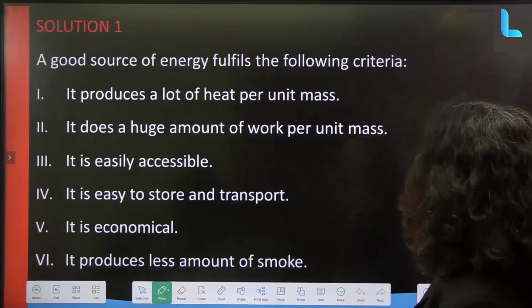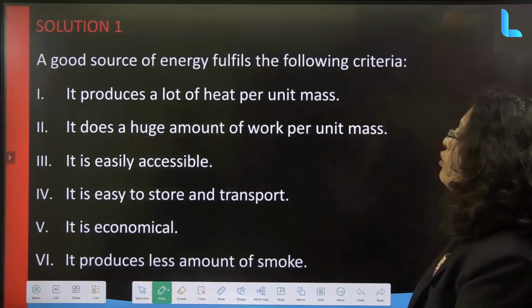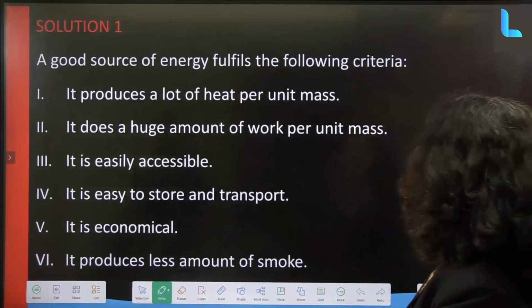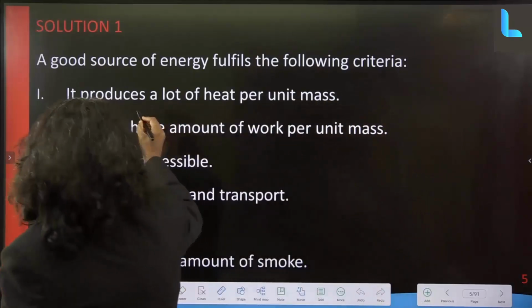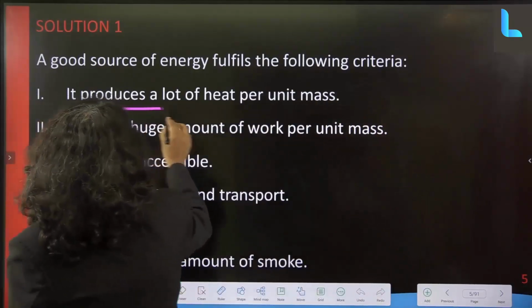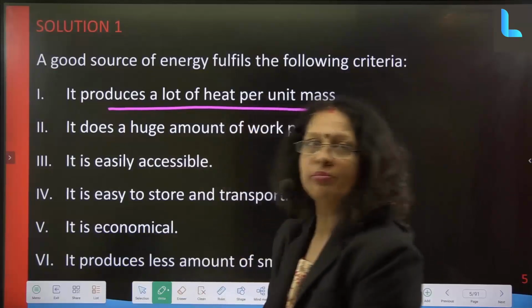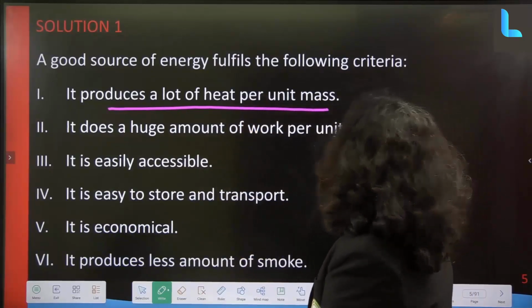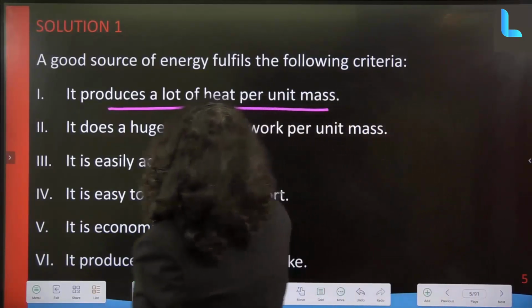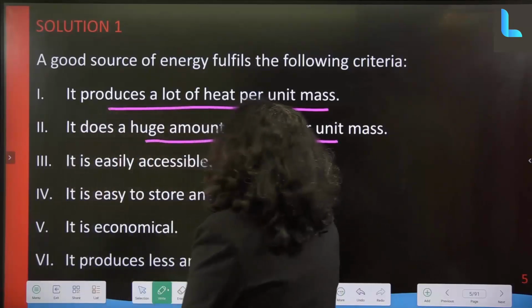A good source of energy fulfills the following criteria. It produces a lot of heat per unit mass. That kind of energy fulfills the following. It does a huge amount of work per unit mass.